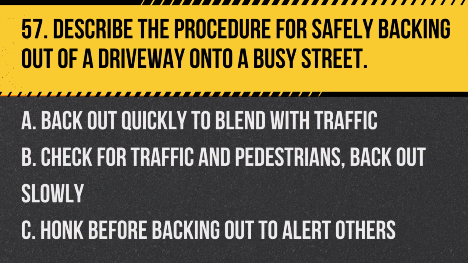Question 57. Describe the procedure for safely backing out of a driveway onto a busy street. A. Back out quickly to blend with traffic. B. Check for traffic and pedestrians. Back out slowly. C. Honk before backing out to alert others. Answer: B. Check for traffic and pedestrians. Back out slowly. Visibility can be limited, so caution is necessary.